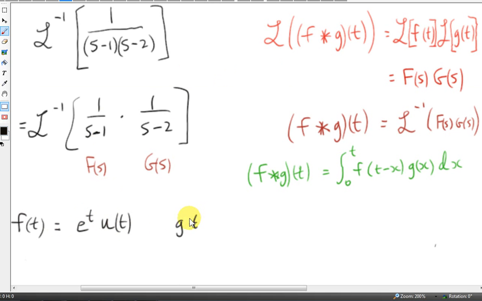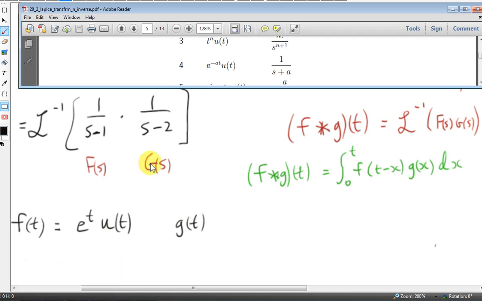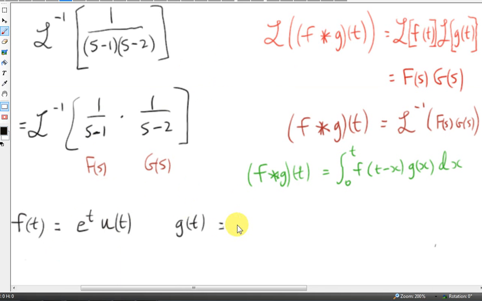And what about g of t? Well, that's got the same form actually. So here a is -2. So we replace a here with -2. We get e to the minus 2t. That's e to the plus 2t.